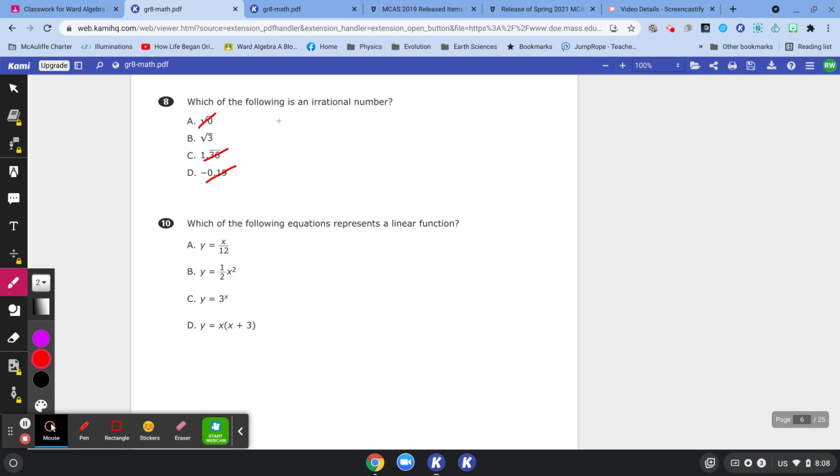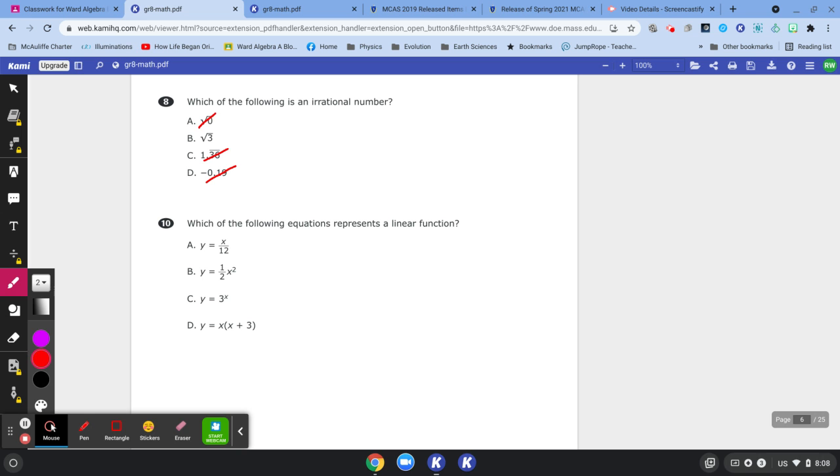You can't put something over 0, but that's not what we're doing. 0 over 1 works. The square root of 3, however, is an irrational number that goes on forever. Square roots of prime numbers, square roots of numbers that are not perfect squares, are always irrational. Square roots of numbers that are not perfect squares are usually, almost always, irrational.